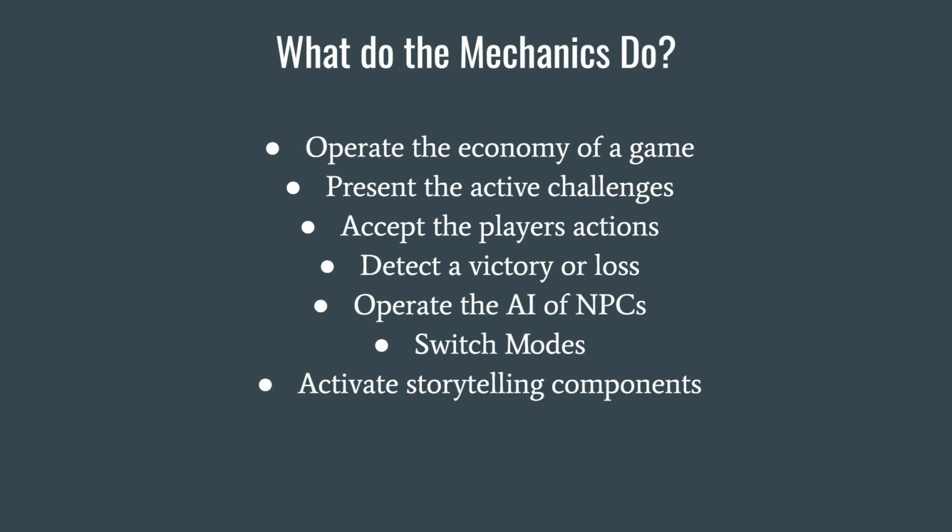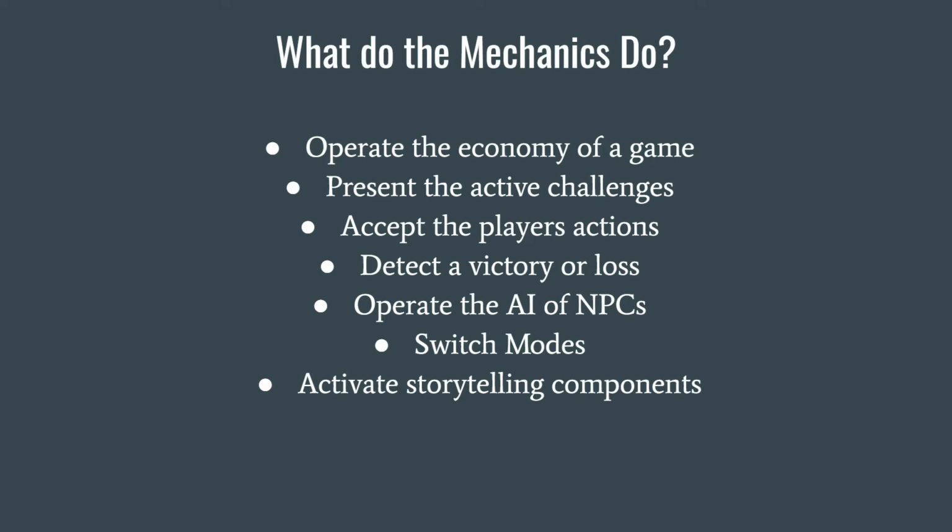So with that said, what do the mechanics do? How do the mechanics play back? What do they do? Well, one is if your game has an economy, they operate the economy of that game. 2 is they present the active challenge to the player. They tell the player, this is what you need to do now. This is what we are daring you to do now. This is the puzzle you need to solve now. This is the bad guy you need to shoot now. Things like that. They accept the player's actions. That should go without saying. They accept the 6 that the player rolled on the dice, and they detect a victory or a loss. They say back, you either won or you lost. And so you game overed or you won the game.